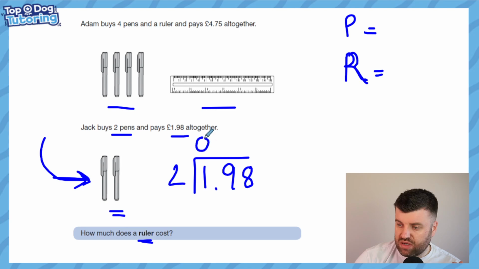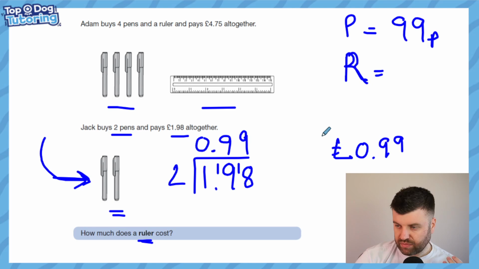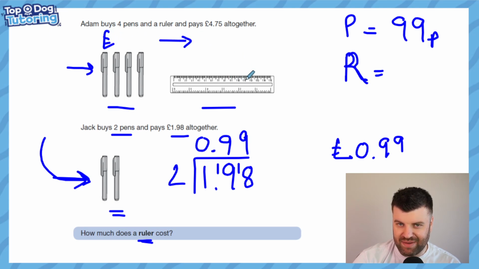2's into 1 don't go, and the 1 gets exchanged. 2's into 19. Well, the closest we can get is 18, which are 9 2's, with 1 left over. And there, look, there's 18. So that is 9 2's exactly. So each pen, and I can write this down now, is 99p. Or, if we wanted to write an equivalent, we could say £0.99. Now, how does that help me work out the cost of the ruler? Well, if I now know the cost of a pen, I can work out the cost of 4 pens. And if I know how much these 4 pens cost, I can work out how much the ruler cost.